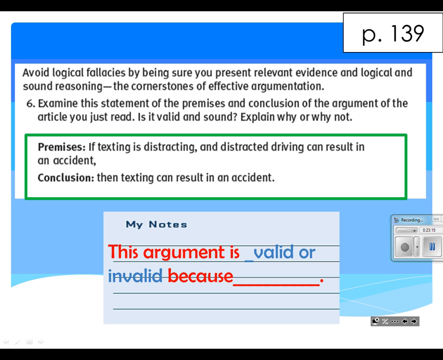I like how some of you are citing that this is valid, some of you are citing that it's invalid. As long as you're producing a solid explanation, it could go either way. This could be a valid statement, but it could also be invalid. All right, so we've taken a look at sound reasoning. We've taken a look at something called the logical fallacy, the false statement.